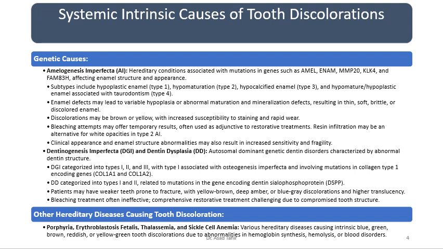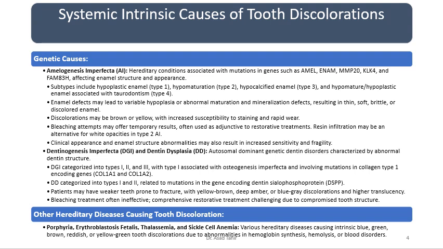Enamel defects may lead to variable hypoplasia or abnormal maturation and mineralization defects, resulting in thin, soft, brittle, or discolored enamel. Discolorations may be brown or yellow, with increased susceptibility to staining and rapid wear. Bleaching attempts may offer temporary results, often used as adjunctive to restorative treatments. Resin infiltration may be an alternative to opacities in type 2 AI. Clinical appearance and enamel structure abnormalities may also result in increased sensitivity and fragility.